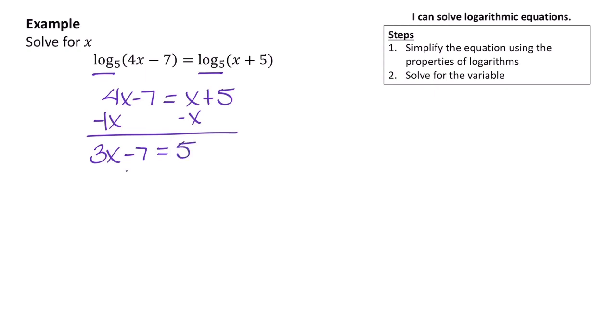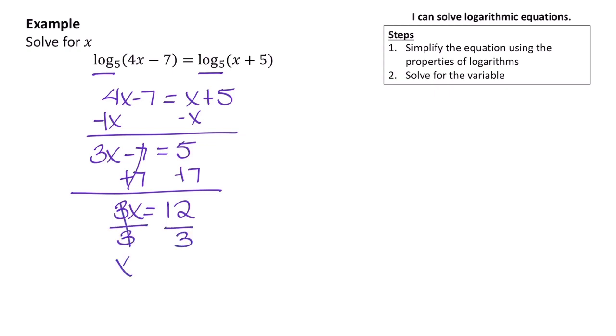Now to solve for x, I'm going to add 7 to both sides. And when I do that, I end up with 3x equals 5 plus 7, which is 12. And I'm going to divide both sides by 3. So I have x equals 4. You always want to make sure and plug back into your original equation to make sure that you don't have an extraneous solution. I don't want a situation where I'm trying to take the log of a negative number. So I'm just going to plug this in to be sure.